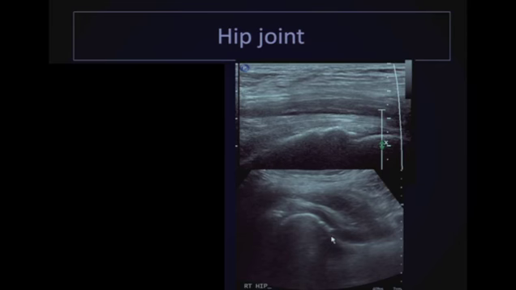Same thing when accessing the hip capsule or doing a hip injection. You don't necessarily have to aim for this part of the hip joint. You can aim for the capsule, which extends this far down, and have an easier access to the hip joint.